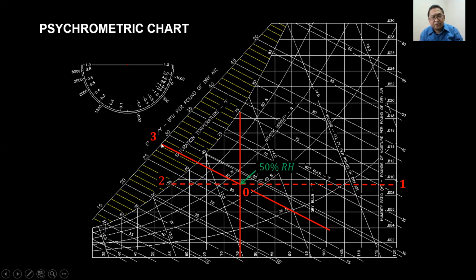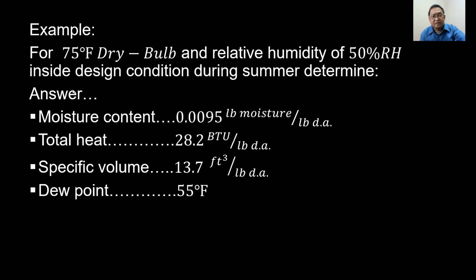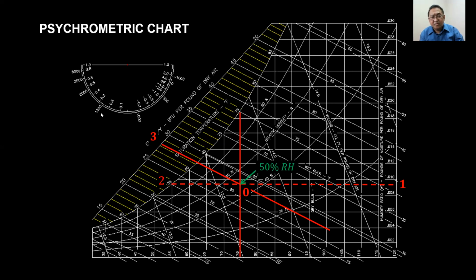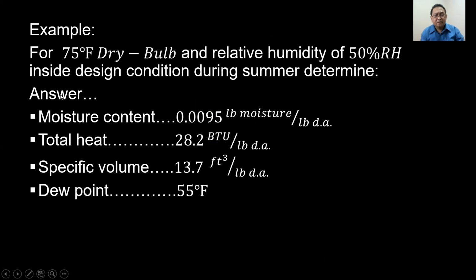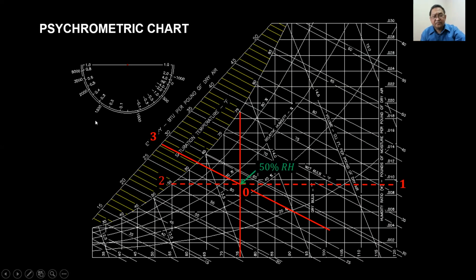So it's 28.2 BTU per pound of dry air, and the specific volume will be 13.7. This one is 13.5 here. So this one is 13.7. And the dew point is 55. So it's 50 here, 60. So this one will be 55. That will be the dew point temperature.